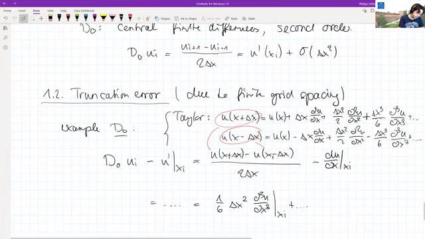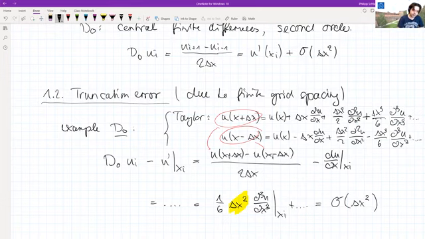And of course, what I see here is that the leading error term, so the term with the lowest exponent in terms of the grid spacing, is actually delta x squared. So I would say that this term would be of order delta x squared.